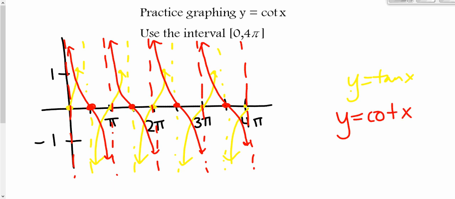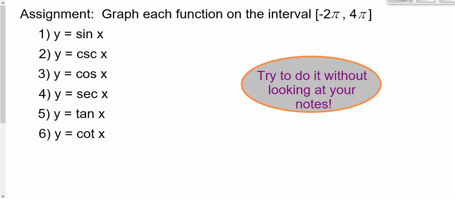Okay, great. So your assignment is to graph each of the 6 trig functions. Notice we have all 6 of them here on the interval from -2 pi to 4 pi. So for some of them you're going to get 3 full cycles, and for some of them you're going to get 6 full cycles, depending on which function it is.